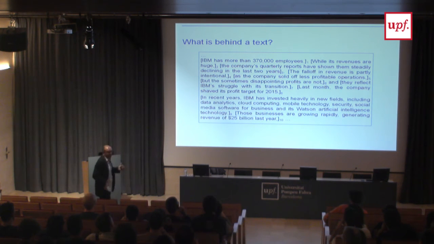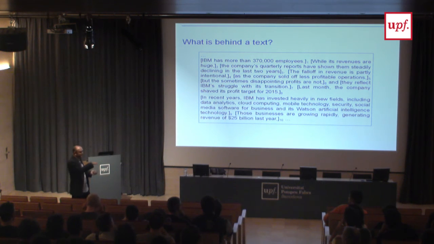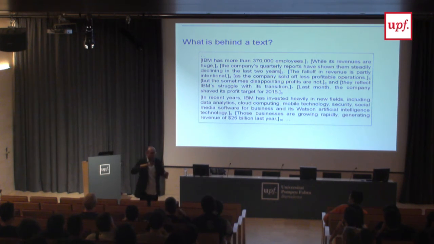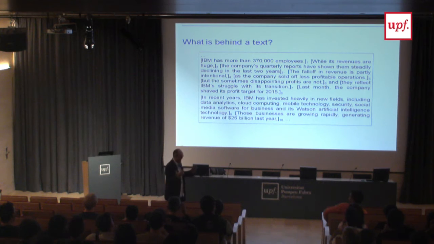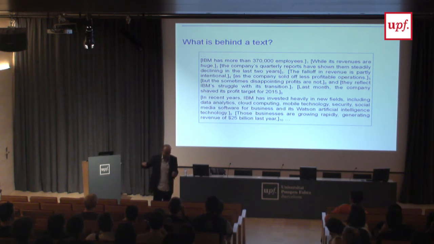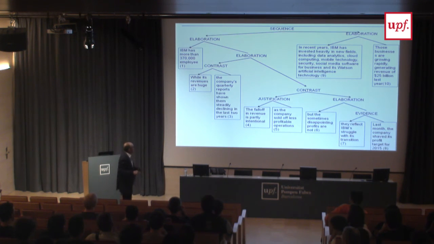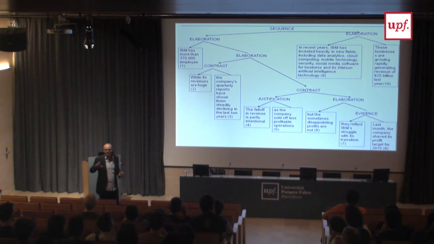Okay, and what else is behind this text? There is what we call discourse structure. A text is usually not an unordered sequence of unrelated sentences. A text is a text because, ideally, there is a red thread through the whole text. And what we want is to identify this structure.